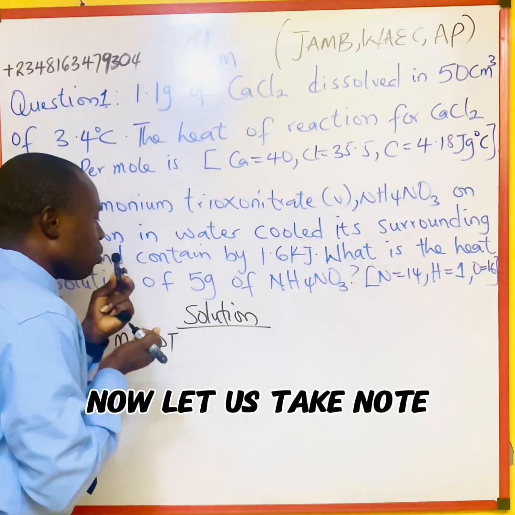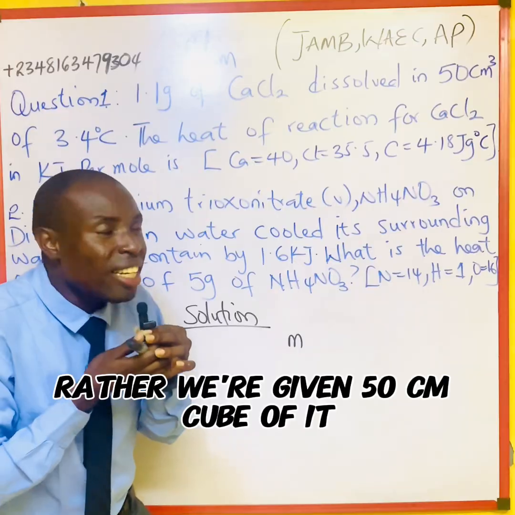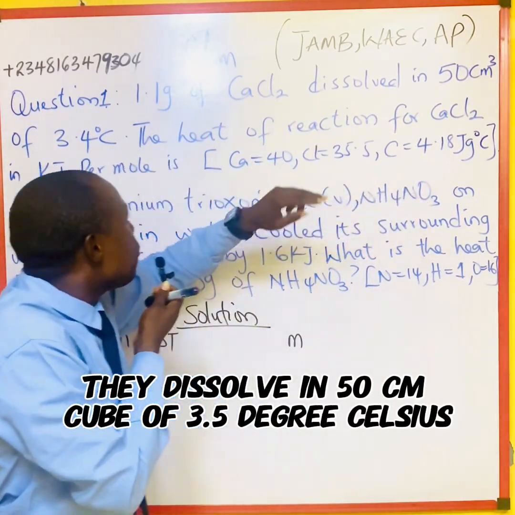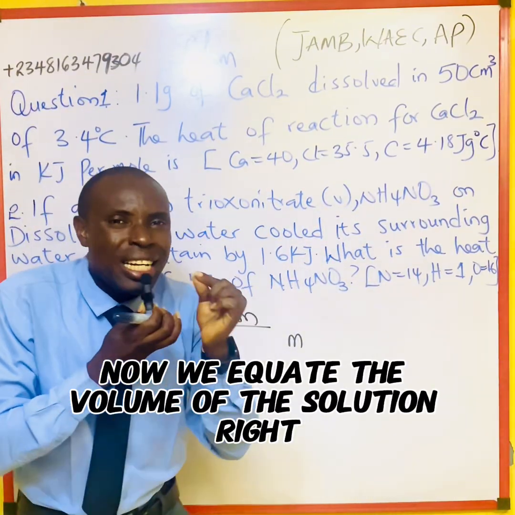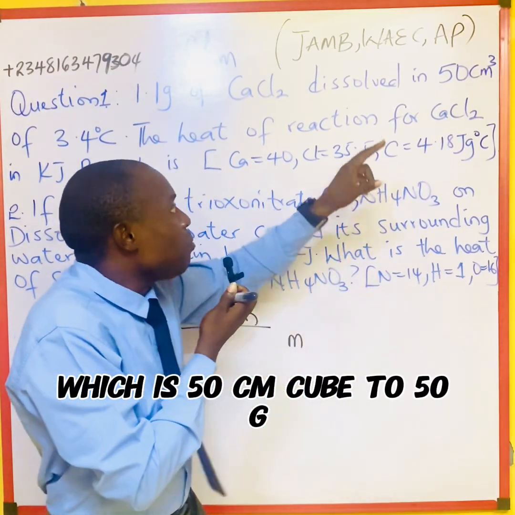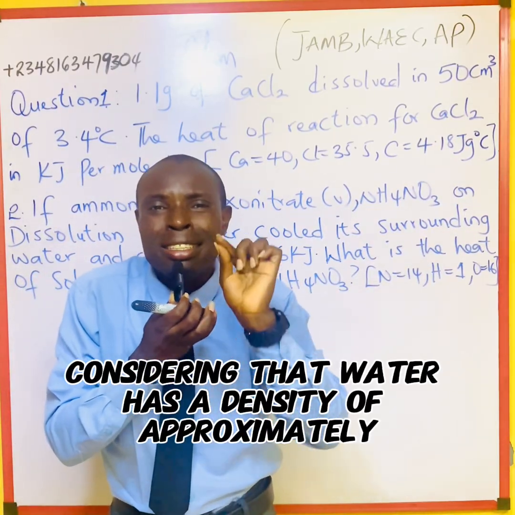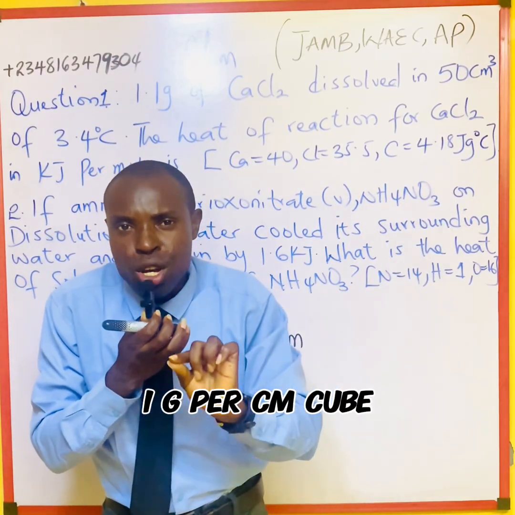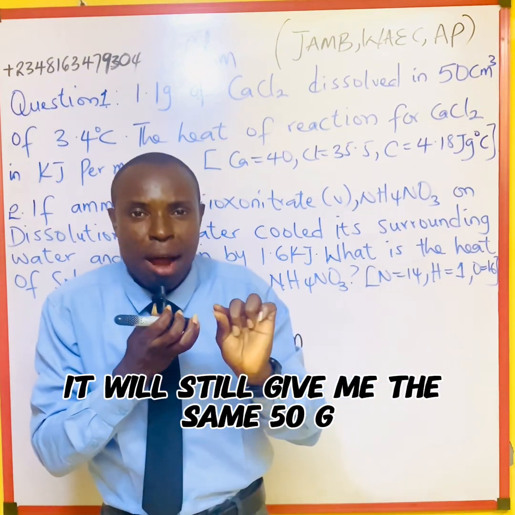Now let us take note. The mass of water here wasn't given to us. Rather, we were given 50 cm cube of the solution. Now we equate the volume of the solution, which is 50 cm cube, to 50 gram, considering that water has a density of approximately 1 gram per cm cube. If you calculate for the mass, it will still give me the same 50 gram.